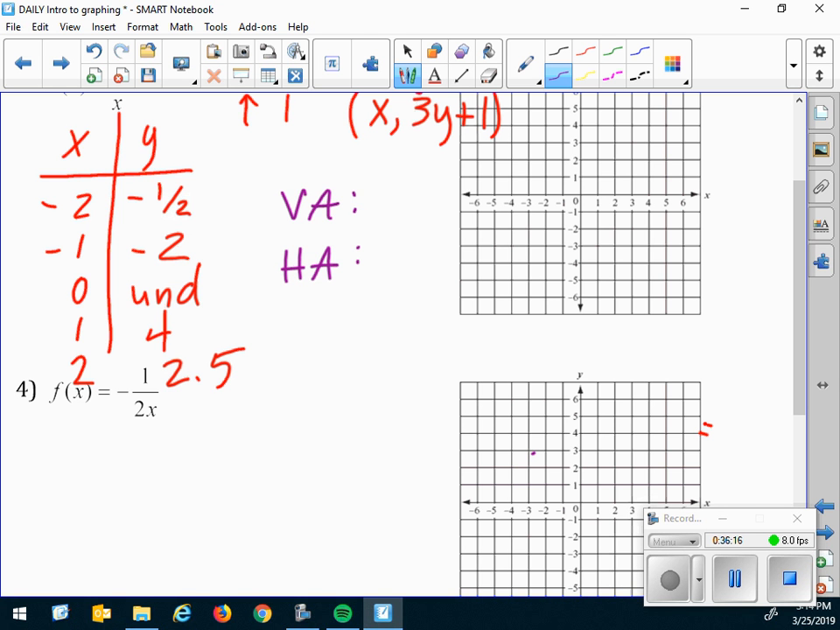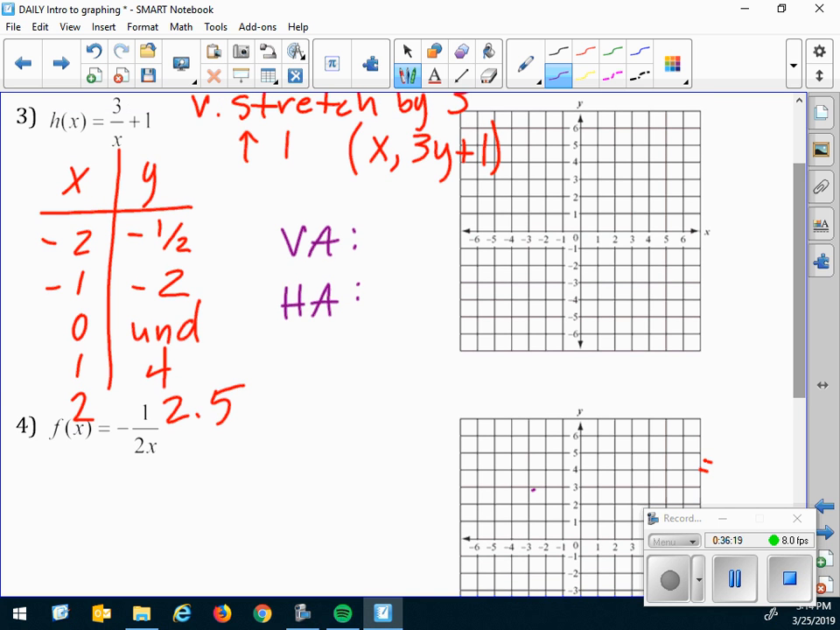Here we go. Is vertical asymptote x equals or is it y equals? Did my x change? What was the horizontal asymptote? It was 0, but now it's 1. Because 3 times 0 plus 1. Well, when you multiply anything by 0, you get 0. Like 3y.